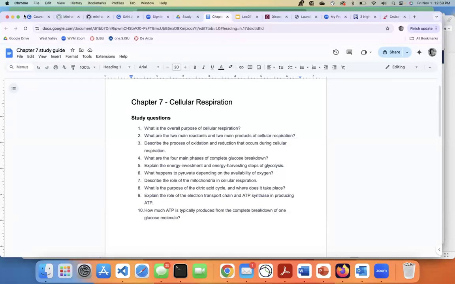Describe the process of oxidation reduction. Think of that reaction that we talked about, where we're taking the glucose molecule and breaking it into carbon dioxide and water. Which one is the oxidation reaction, which one is the reduction reaction, and what's happening?